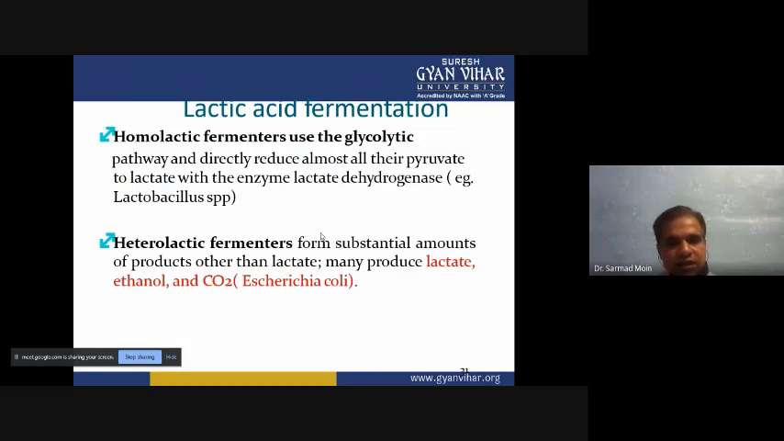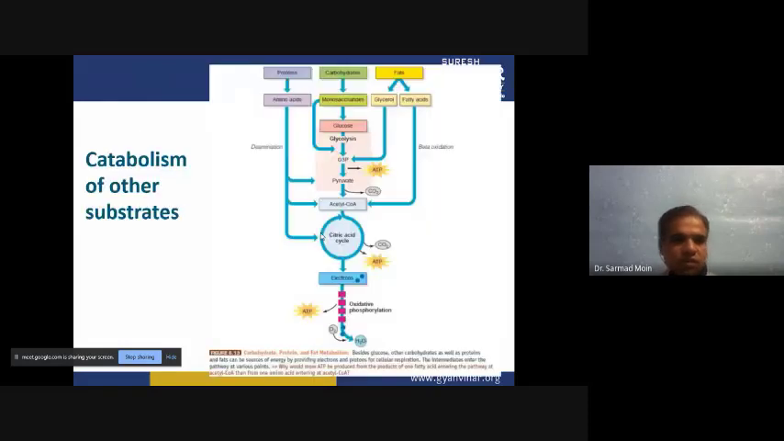And other than lactate, many products like lactate, ethanol, and carbon dioxide are produced. Then catabolism of other substrates. See, protein is there, carbohydrate and fat molecules are there, and protein is made up of amino acids. Carbohydrate is made up of monosaccharides, so monosaccharide is the main component of carbohydrate. Then fat is made up of mainly glycerol and fatty acids.